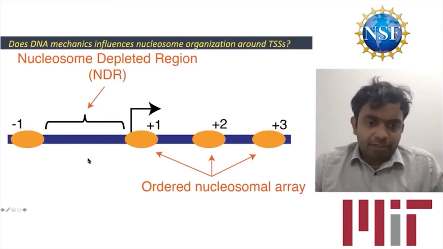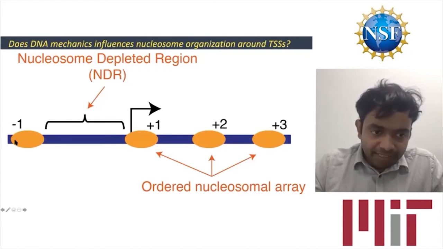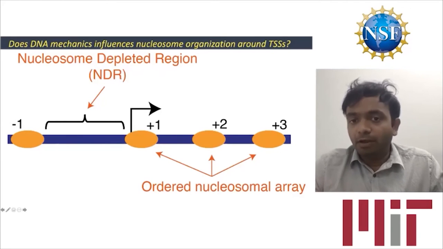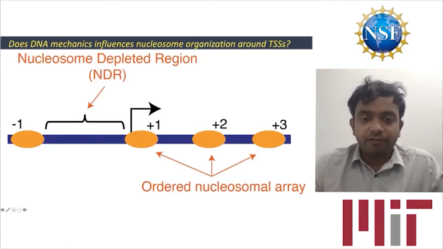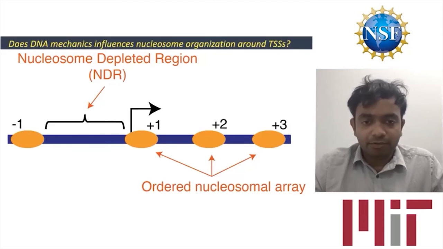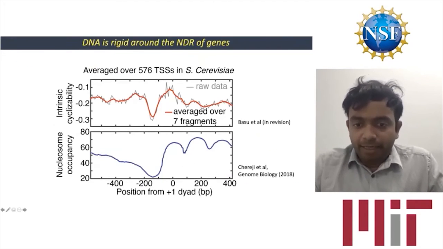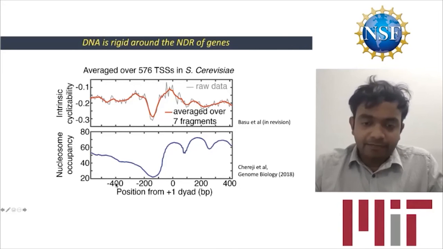So to answer that question, using LoopSeq, we measured and scanned how intrinsic cyclizability varies as a function of position as you go along the genes of 500 different genes in yeast straddling this region around the transcription start site. And this is what we found. So in the bottom panel, the x-axis is distance from the dyad, that is the center of the plus one nucleosome. And the y-axis in the bottom panel is nucleosome occupancy measured completely independently by a different group, by Henikoff's group a few years ago.